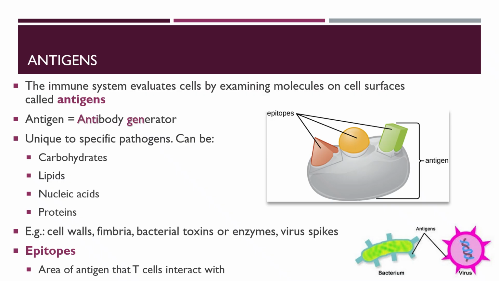All right. Epitopes are an area of an antigen that the T cell can interact with. So they're showing you that picture. The whole thing is the antigen. The epitopes are the part that the T cell is able to connect to.